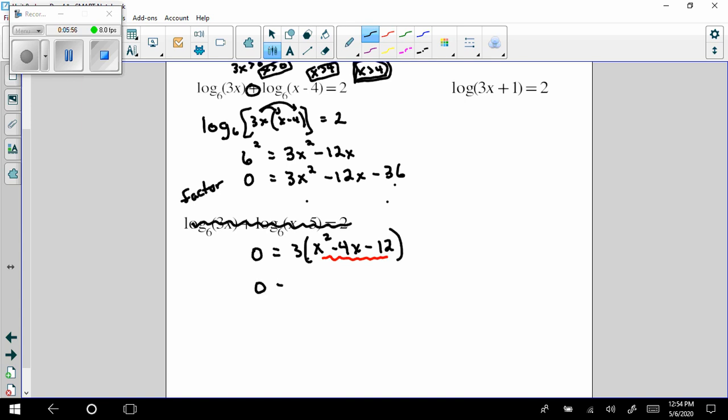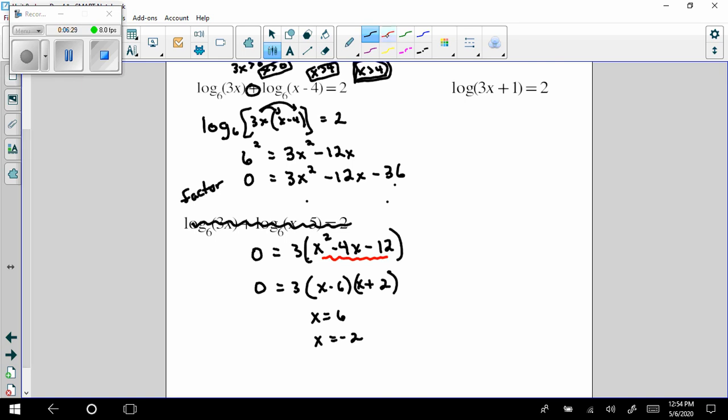So I get 0 equals, multiply to negative 12, add to negative 4. It should be a 6 and a 2. So minus 6 plus 2. So when I divide by 3, it's not going to change the 0. So I get x equals 6. Should be an x plus 2. And x equals negative 2.